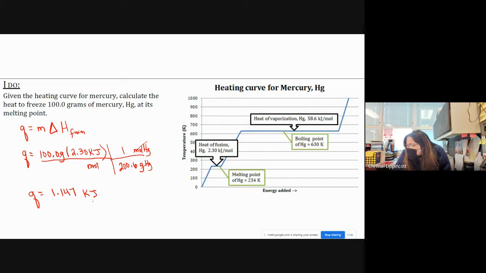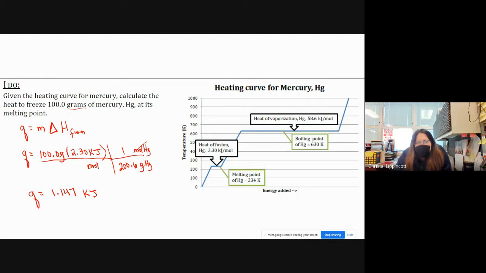Why do you have to change it into moles or grams? Because they gave it to me in grams. This value was given to me in kilojoules per mole. So technically, do we have this in the actual equation, or can we do that before? Yeah, you could do it before. That's fine.